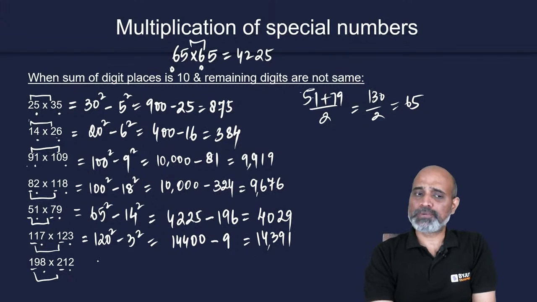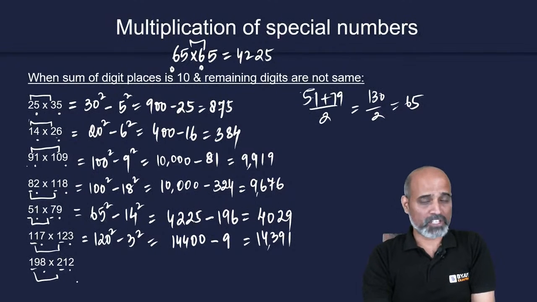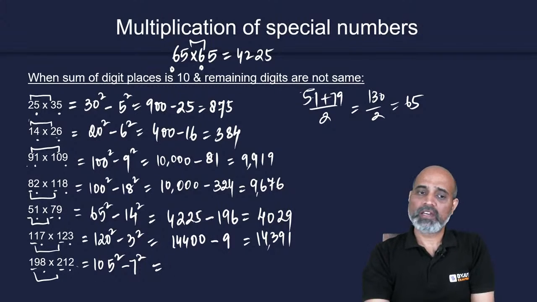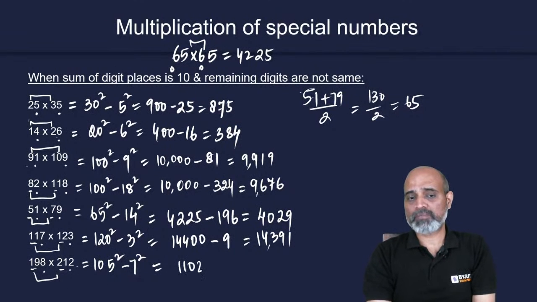198 and 212 का average. So average is not 100, it's not 110, it's going to be 105. 105 से कितना दूर है दोनों? 7. So उसका square. 105 square is going to be same, 11025, 5 into 5 and 10 into 11. Minus 49. So this is 11,025 minus 49, so this is going to give us 10,976.